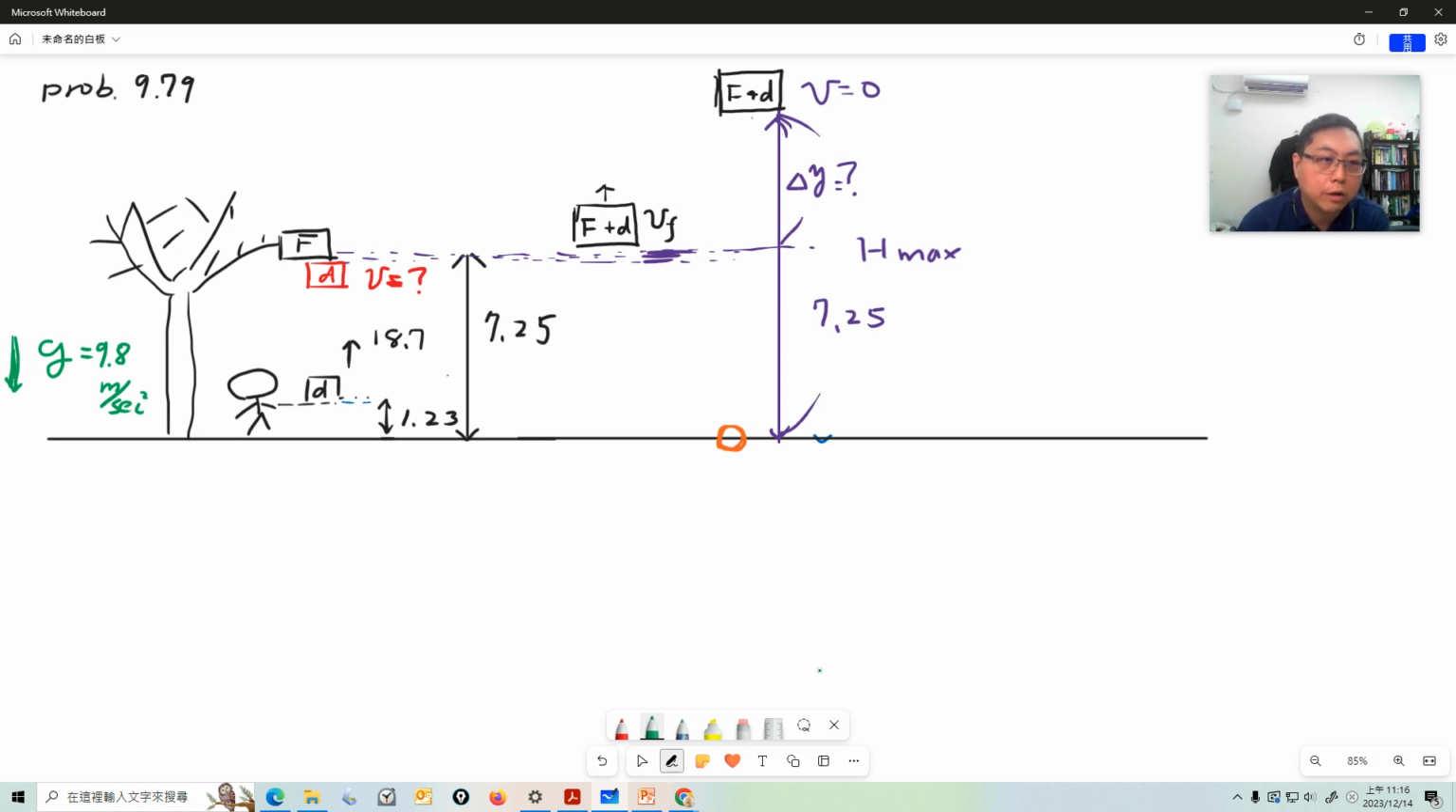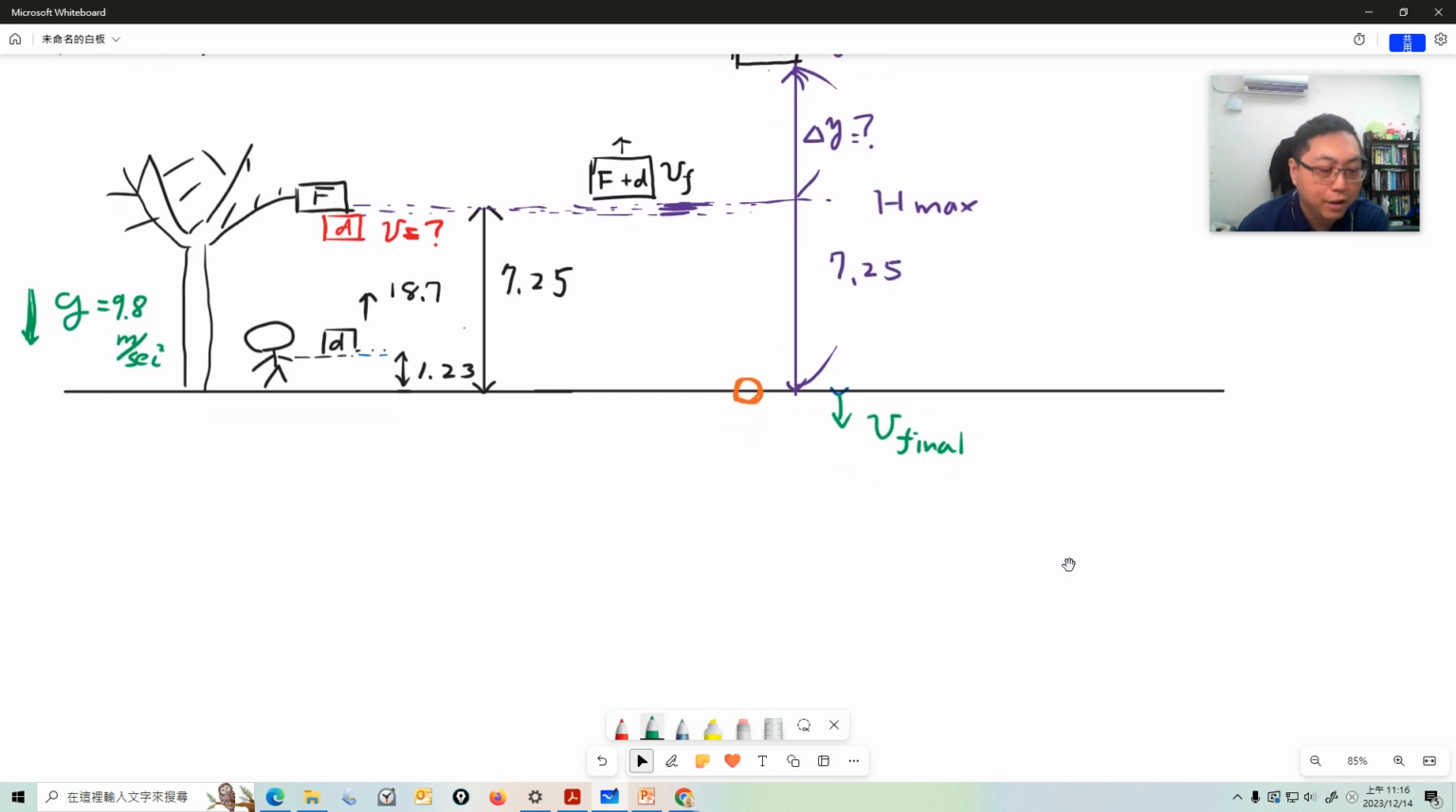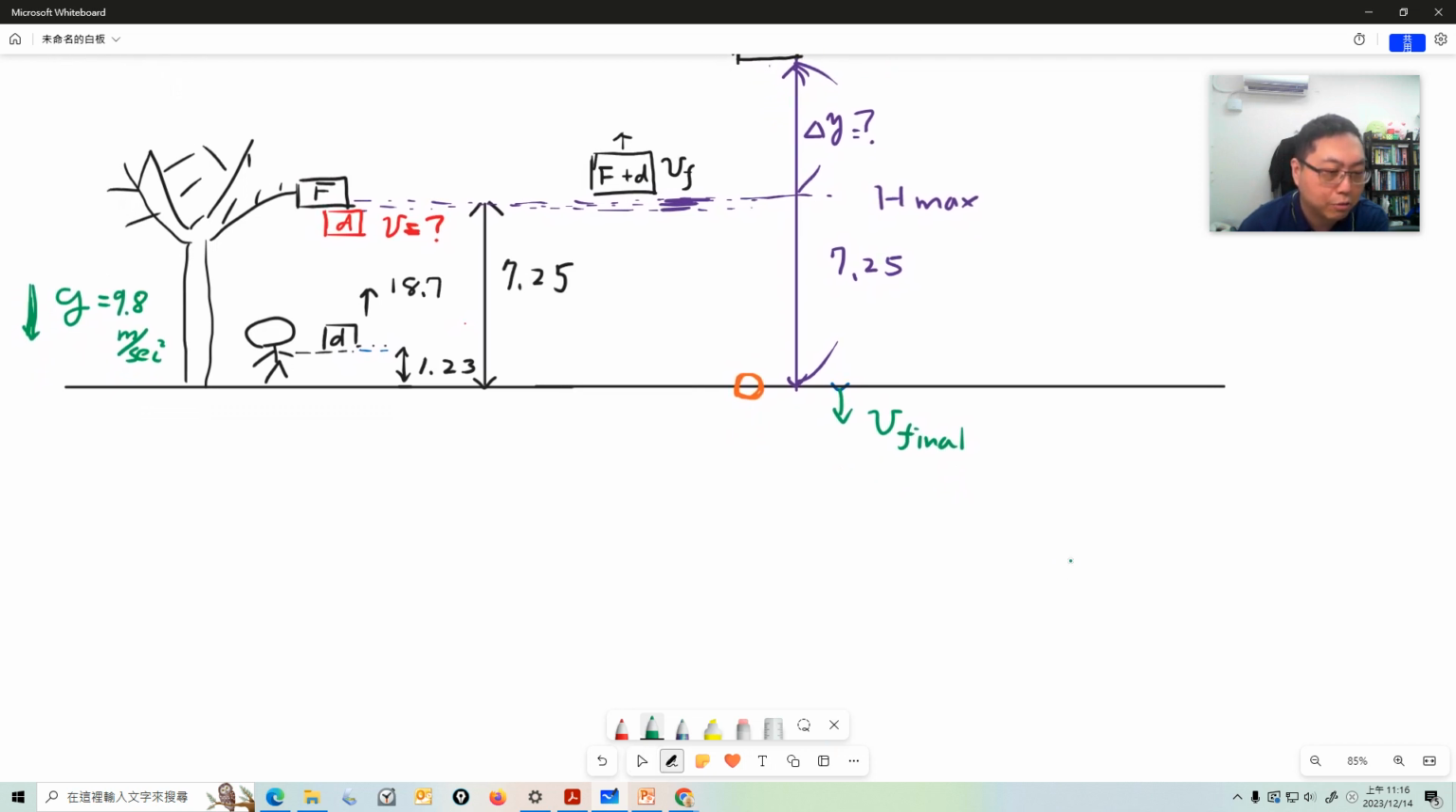When the combination reaches the maximum, it will do free-falling motion and hit the ground. We call that V final. But before calculating V final, you have to calculate the maximum height. There are lots of connections here, so this problem is not easy to solve. Let's start to solve it.